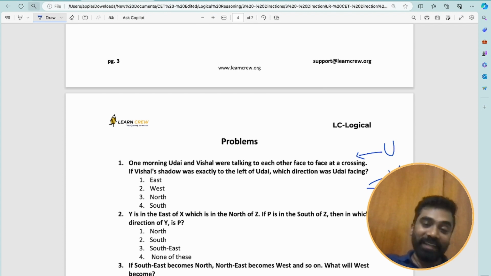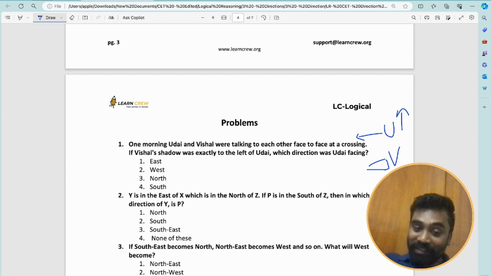Now to the left of Uday, Vishal's shadow is falling. So which direction is Uday facing? North. Uday is facing north. Vishal's shadow is falling on the left of Uday, which means obviously Uday is facing north only. If Vishal's shadow was falling right of Uday, then it means Uday is facing south. That is the meaning. Right? Very simple question. Common sense. That's all. Right? Next.